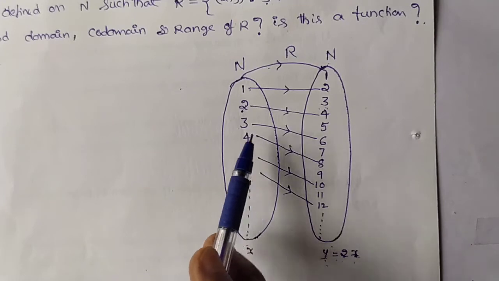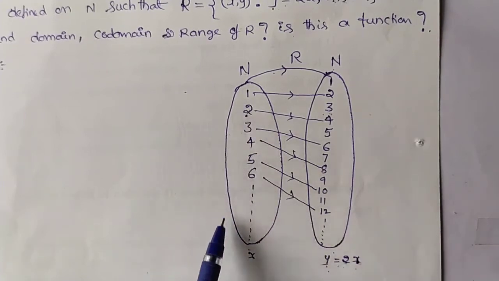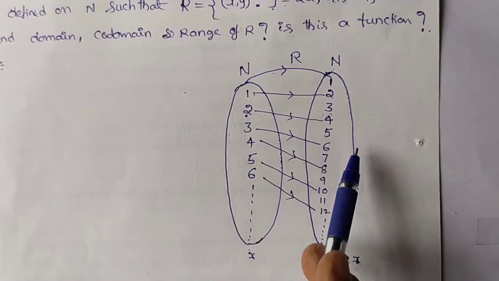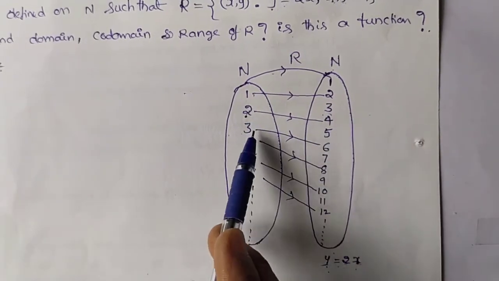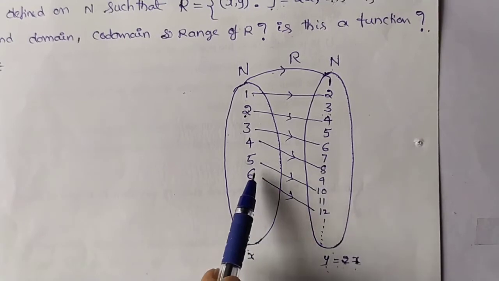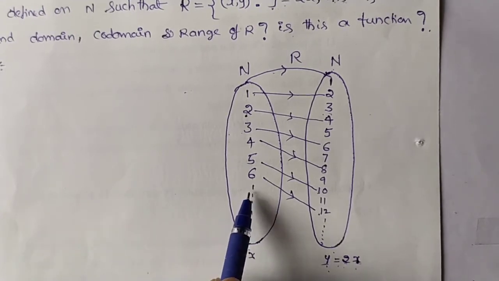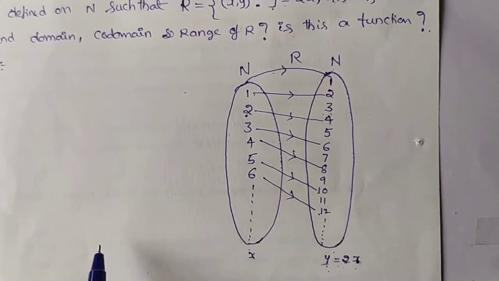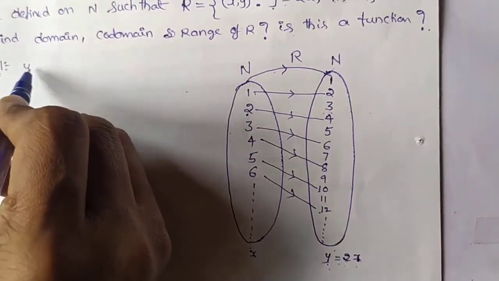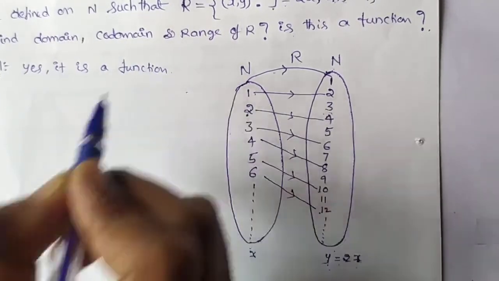You just observe, is this a relation? Sorry, is this a function? Every element in the domain has one and only one image in the codomain. Therefore, it is a function. 1 has only one image 2, 2 has only one image 4, 3 has only one image 6, 4 has only one image 8, 5 has only one image 10, 6 has only one image 12. Similarly, 7 has only one image 14, 8 has only one image 16, and it continues like that. Is this a function? Yes, it is a function.